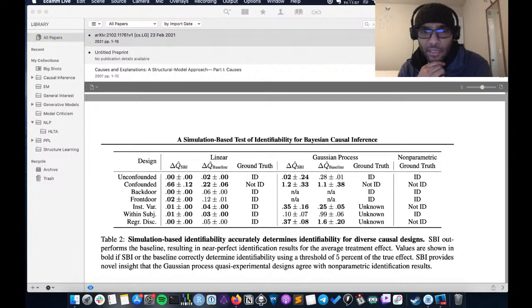Table 2, simulation-based identifiability accurately determines identifiability for diverse causal designs. What are we looking at here? Back door, front door, very well. Okay, so we have some ground truth for these things that are identifiable, things that are not. We're looking at some confidence intervals for the difference. SPI outperforms the baseline. Oh, I see, we're comparing to some kind of baseline approach, resulting in near perfect identification results for the average treatment effect. Values are shown in bold if SPI or the baseline correctly determine identifiability using a threshold of 5% on the true effect. Okay.